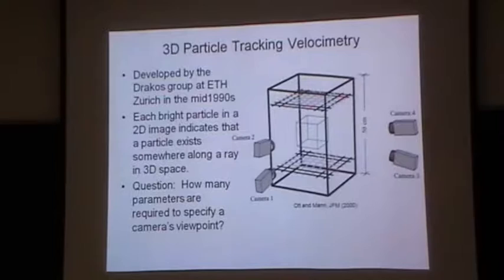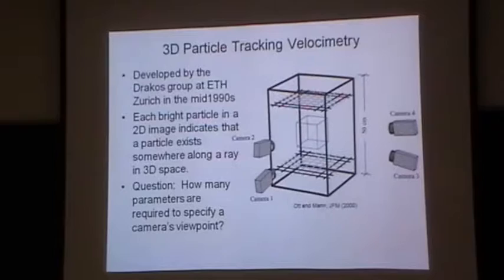Okay, so Dan says he's going to argue for six. I would suppose that you have to have three coordinates for the location of the camera. And then once I have a location of the camera, I can point it side to side, I can point it up and down, and I can rotate it on axis. These are definitely the main six. Anybody want to argue for another one?